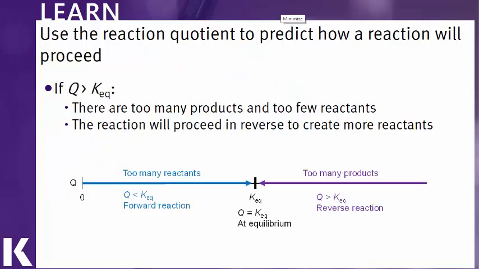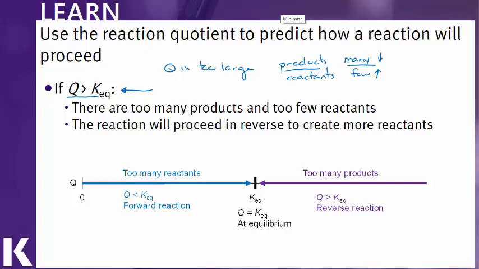Now, the last possibility is that we have overshot equilibrium, where Q is too large. Now, again, if we think products over reactants, if Q is too large, that means that we have too many products and too few reactants. So we want to decrease the value of Q. And we do that by decreasing the concentration of product and increasing the concentration of reactant. So if we have a Q value that is too large, the reaction will proceed in reverse to create more reactant.